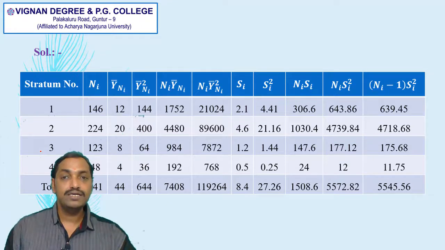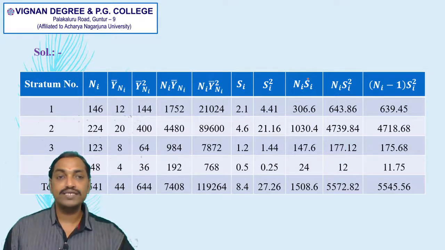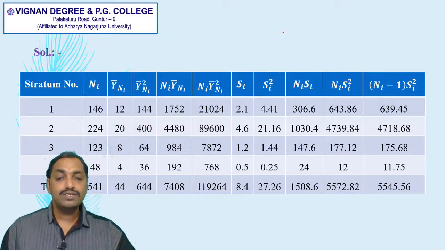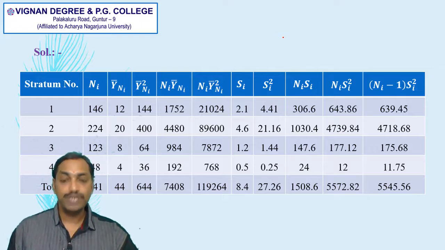From the given data, we calculated all these quantities. The stratum number is given in the problem as 1, 2, 3, 4, and the population size for each stratum is given as 146, 224, 123, 48. Similarly, the mean, the average amount of policy, is given, and the standard deviation, capital Si, is given. The remaining quantities can be obtained by using the given values in this table.